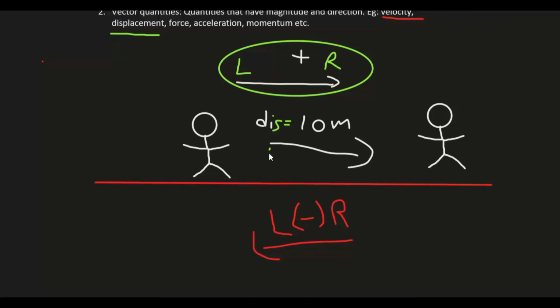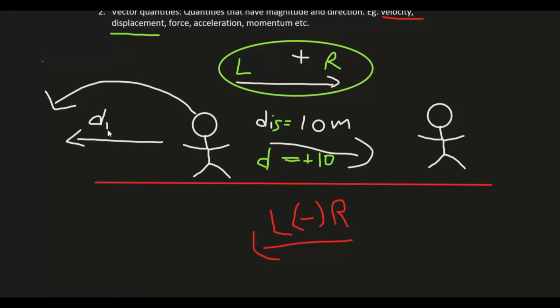And what is his displacement then? I'll say we will denote displacement by d. His displacement is positive 10 meters, right? Okay, so if I say that my friend moved in this direction and he moved 10 meters again, we know that his distance is again 10 meters, but his displacement will be minus 10 meters, right?